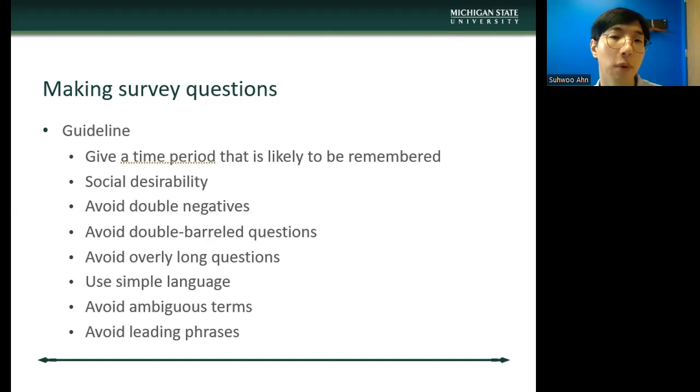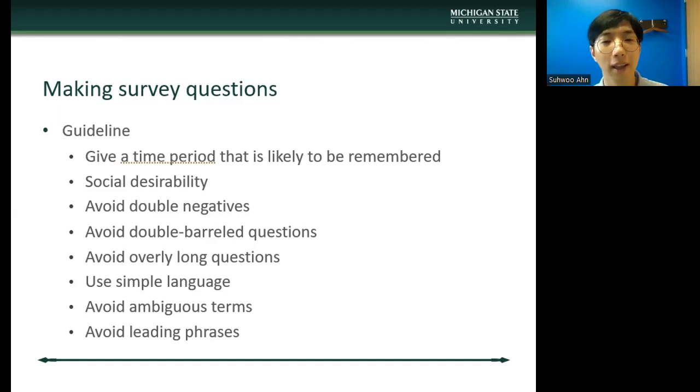And also we have to avoid double negatives when we create survey questions, which means not including two negative words because it could be confusing or misleading to the participants. And also we have to avoid double-barreled questions, which means that researchers should ask only one question at a time. Do not ask two or three things in one sentence. This is about avoiding double-barreled questions.